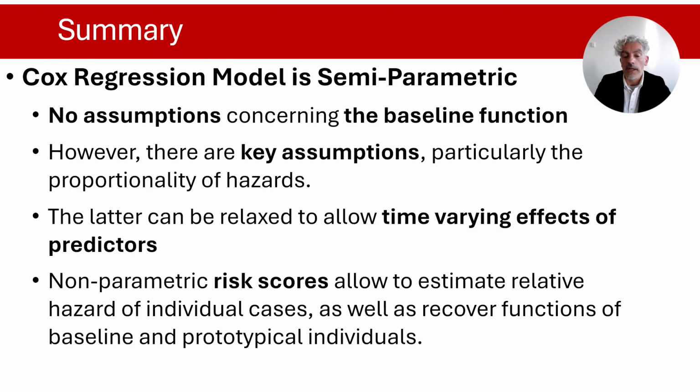I've also illustrated how to calculate individual risk scores that allow us to estimate the relative hazard of individual cases compared to baseline cases. But it also allows us to recover baseline functions and can be used then to model the functions of prototypical individuals, in this way allowing further intuition and further insights into the results of a Cox regression model.